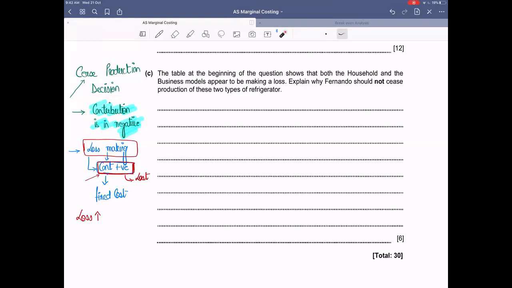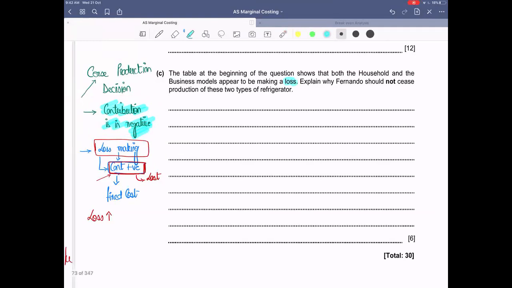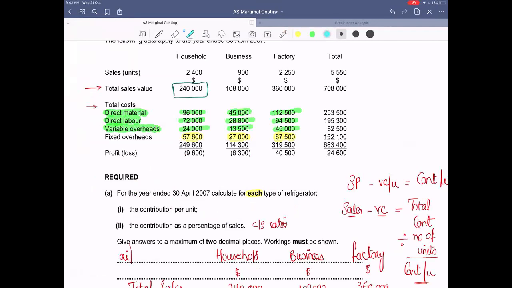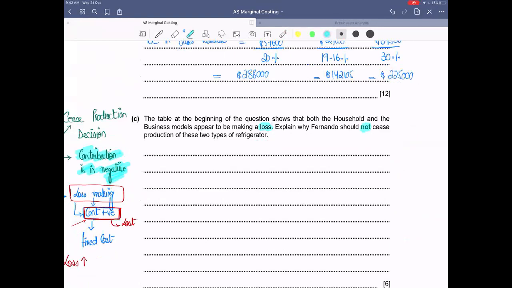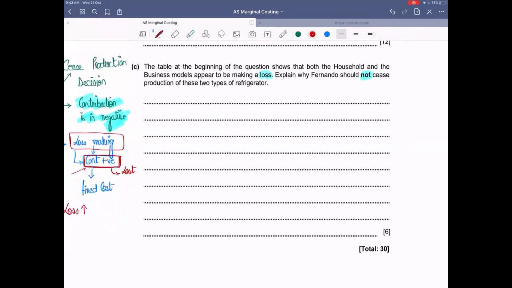So yahan pe likha hua hai, the table at the beginning of the question shows that both the household and the business models appear to be making a loss. Dono loss kar rahe hain. And if you can see, this business is also making a loss of 6300 and household is also making a loss of 9600. Dono loss kar rahe hain. But even then, you have been asked that explain why Fernando should not cease the production of these two type of refrigerators. इसको क्यों नहीं बंद करनी चाहिए? तो उसका बड़ा सिंपल रीजन है. Fernando should not cease production of the household and business models.